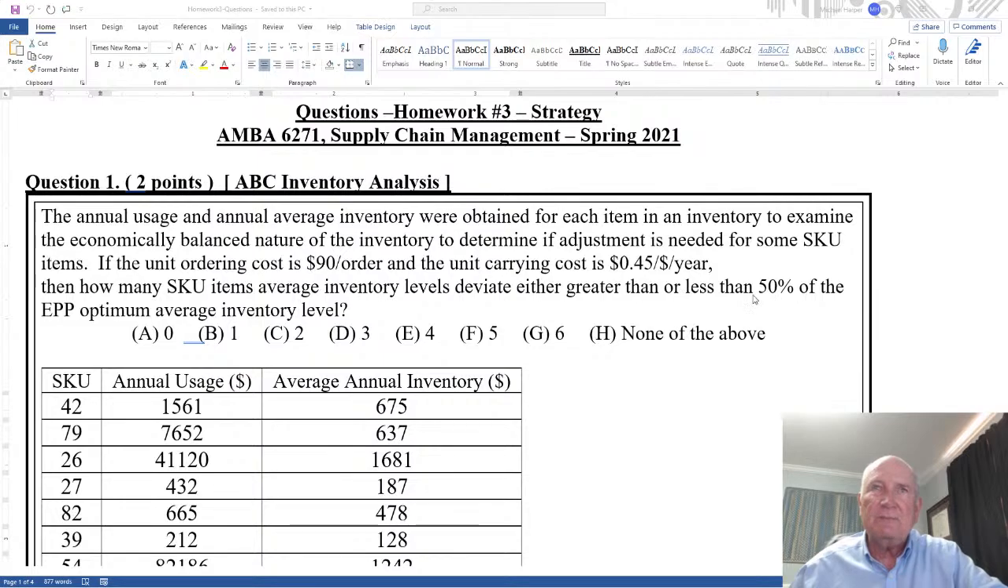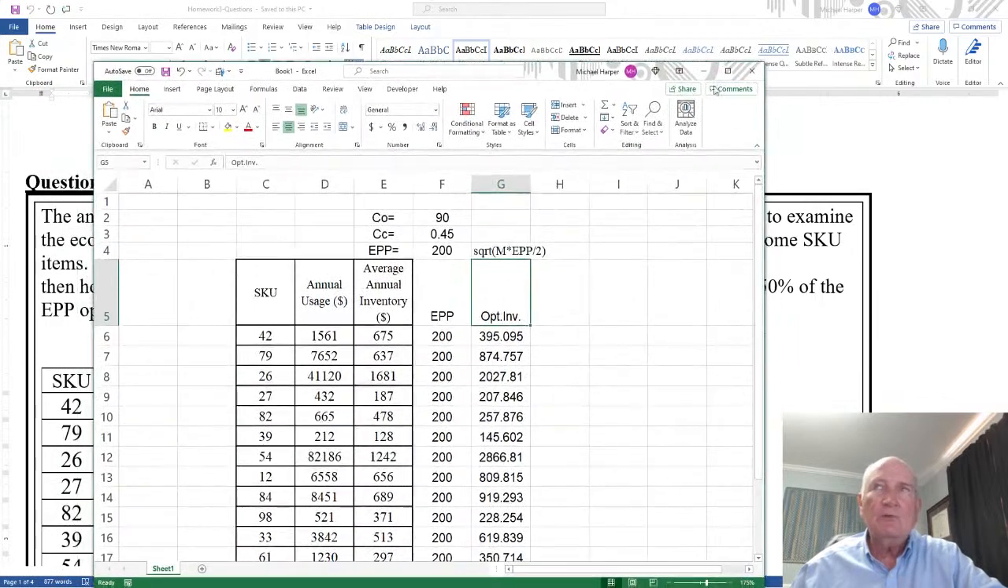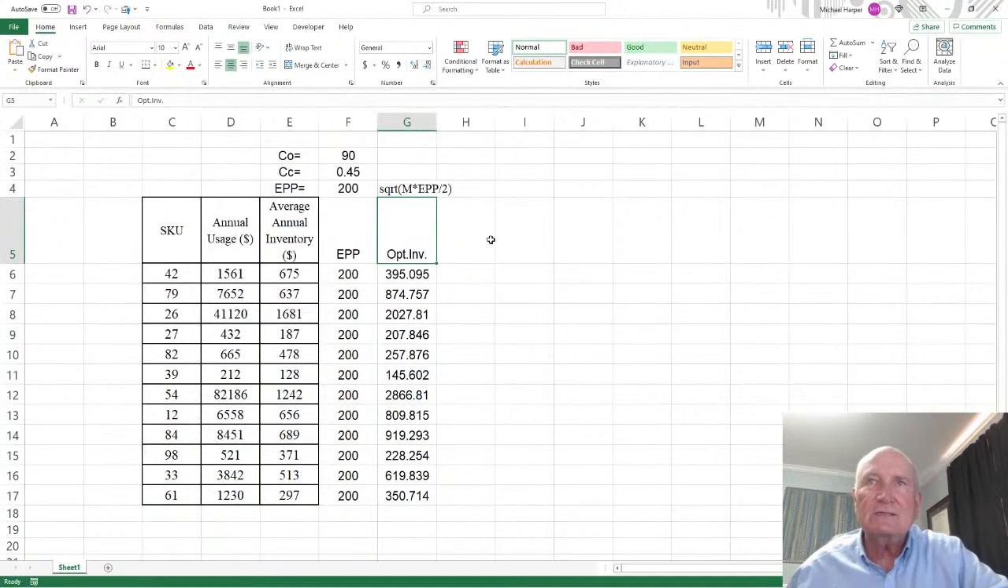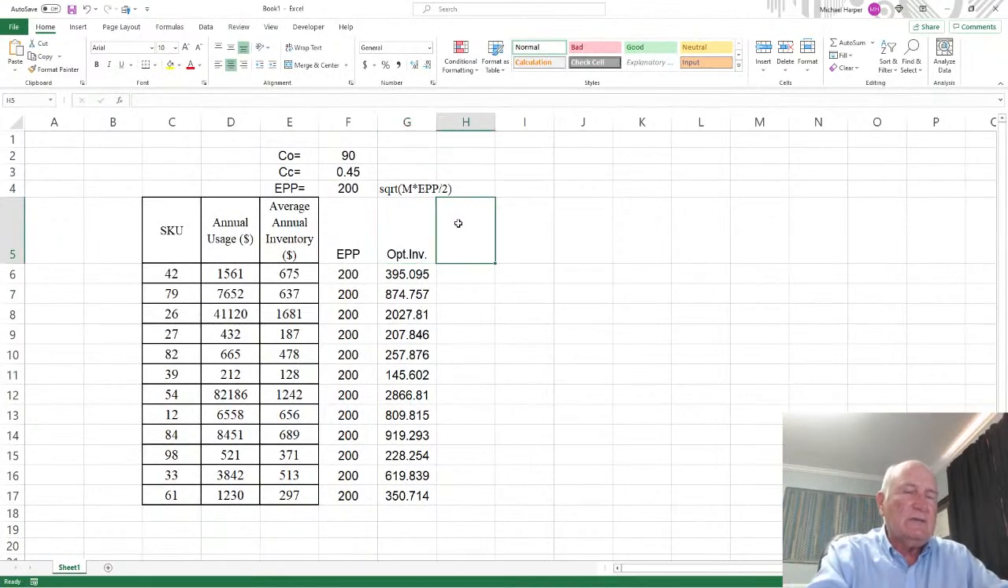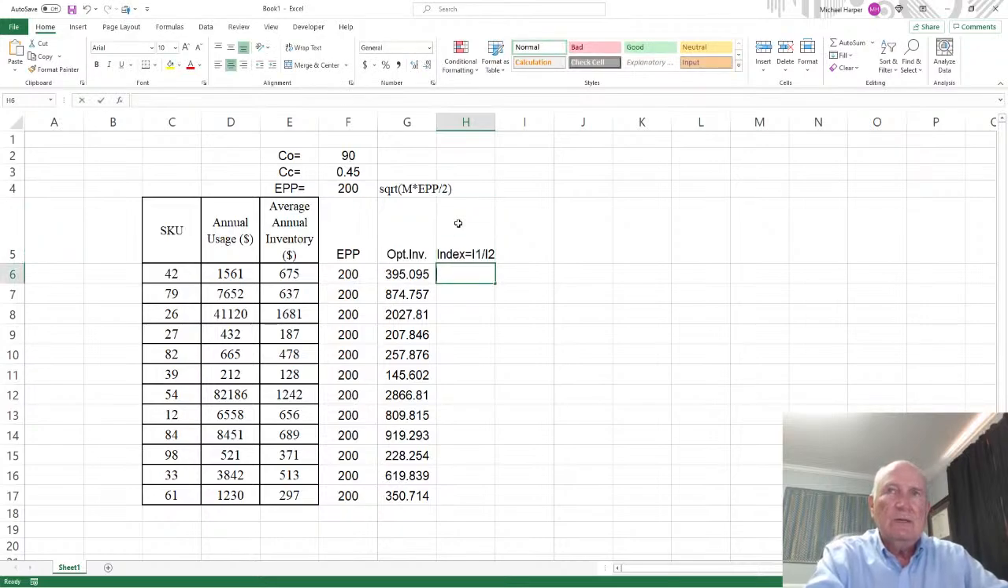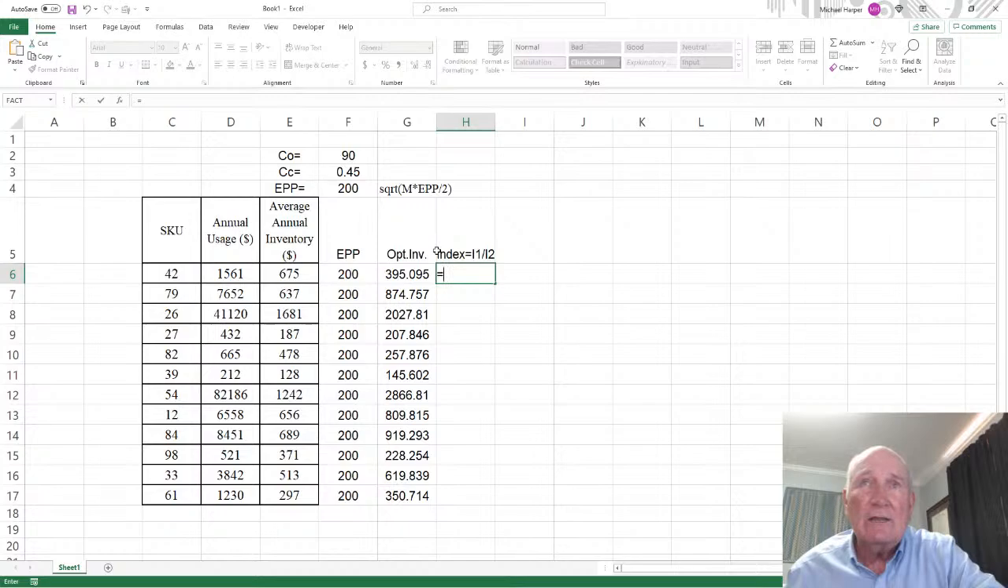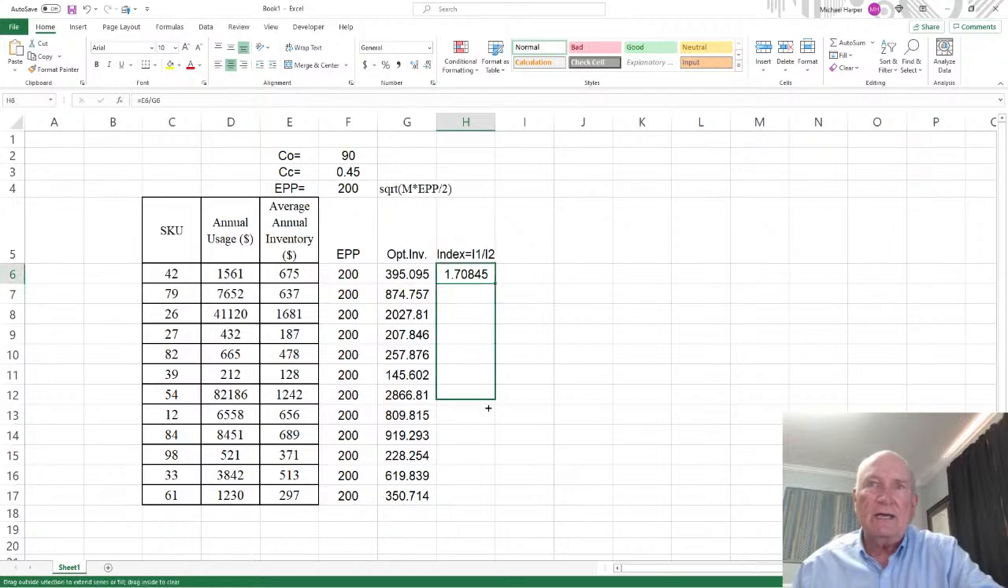Okay, now remember what we're asking here is how many SKUs, average inventory levels, deviate either greater than or less than 50% of the optimal. Well, probably the quickest or the easiest way to do that, let's just take an index where the inventory of 1 divided by the inventory of 2. In other words, let's say this is 1. The average annual inventory, that's the existing inventory. Let's divide that by the optimal inventory. And so that's going to be just an index.